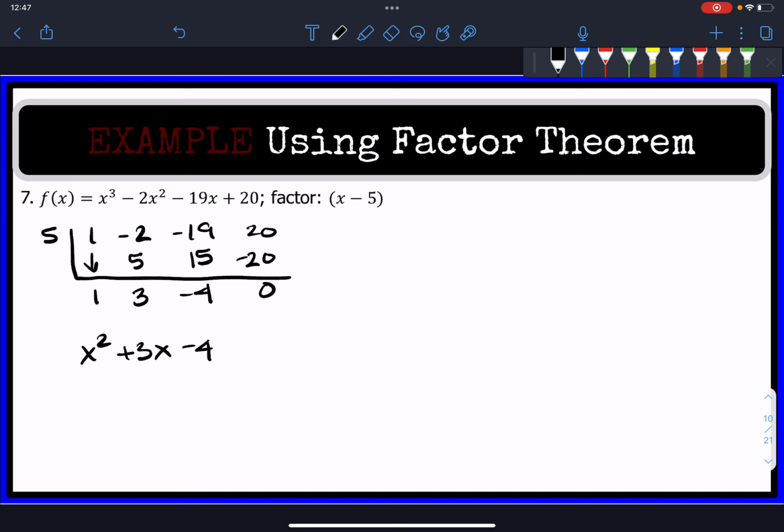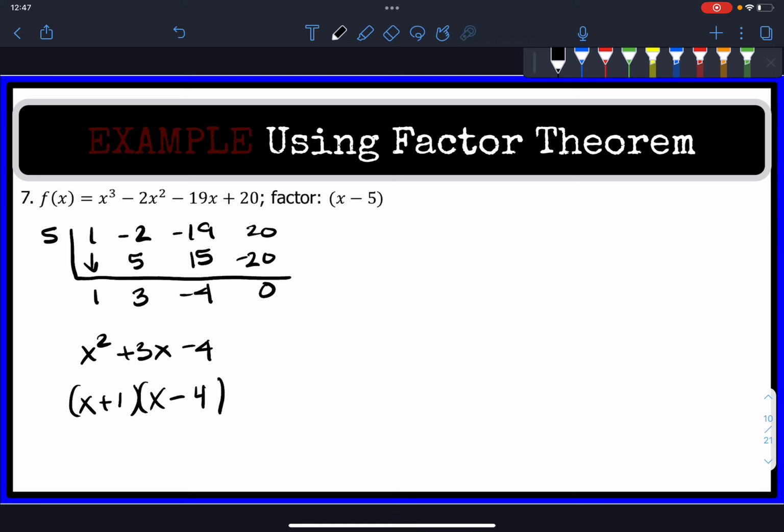And the way we factor this is by looking for the factors of negative 4 that add up to 3. Since I need to multiply to a negative 4, I know my factors are going to be positive and negative. Now there's two combinations. I can use positive 2 and negative 2, but I know that's not going to work because that's going to add up to 0. Or I can use positive 1 and 4.